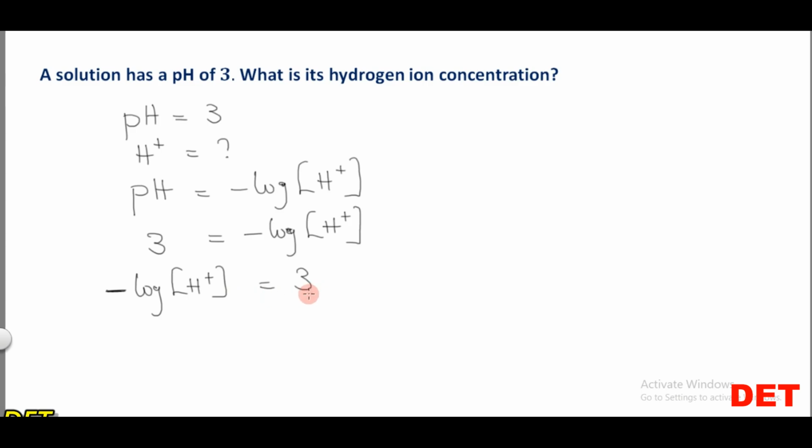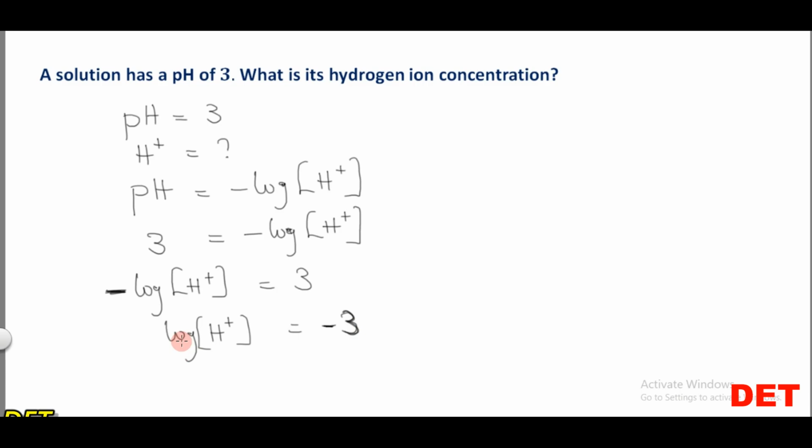So when I divide, log hydrogen ion concentration is equal to minus 3. What I just did is to eradicate this minus sign. By eradicating this minus sign, I have to divide both sides of the equation by minus 1 so that the minus sign can be eradicated from here. And the 3, which is on the opposite side of the equation, will not carry the minus sign.